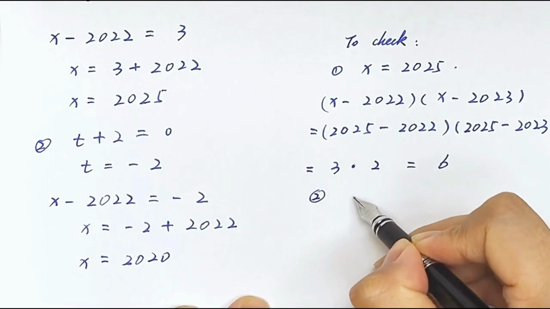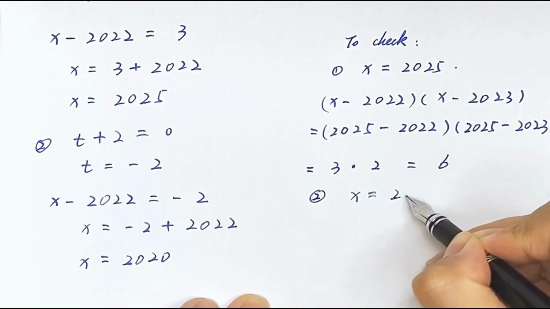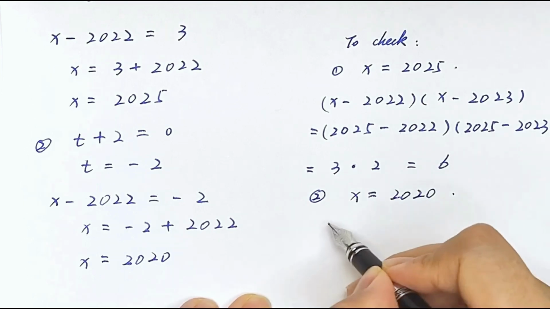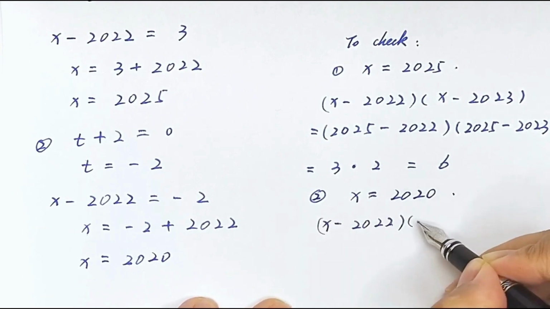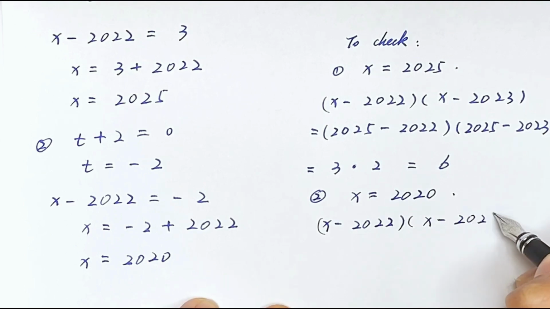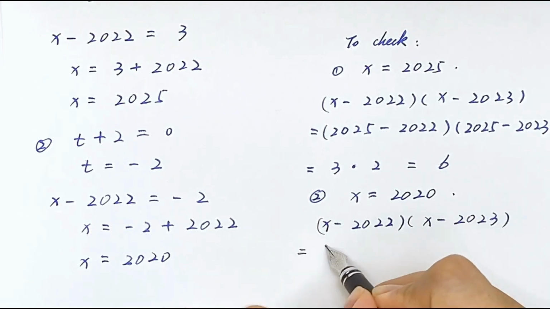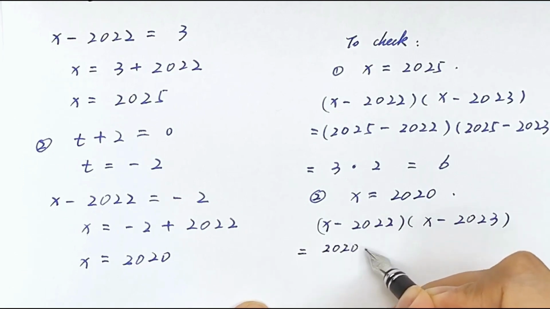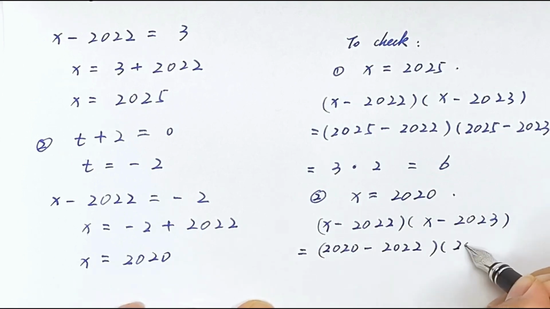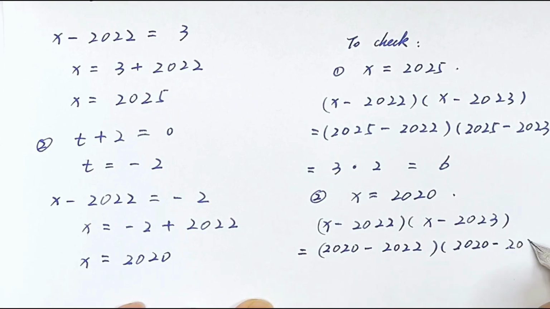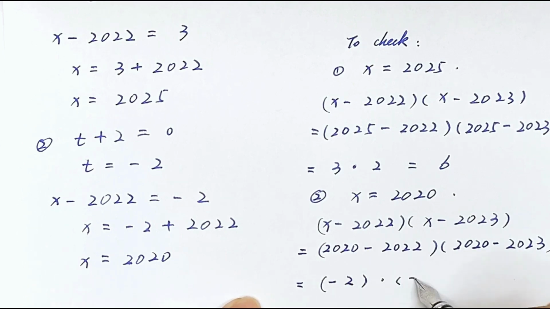The second, when the value of x equals 2020, then (x minus 2022) times (x minus 2023) equals (2020 minus 2022) times (2020 minus 2023) equals negative 2 times negative 3 equals 6.